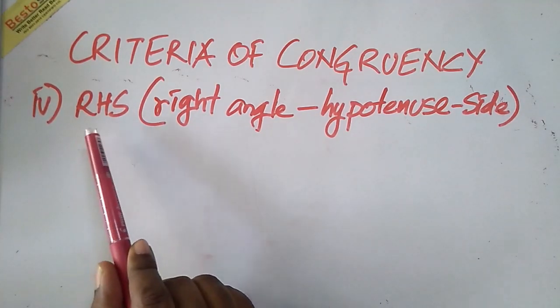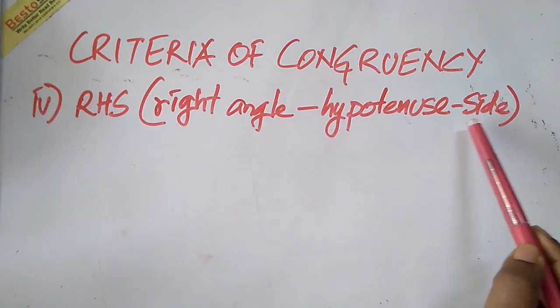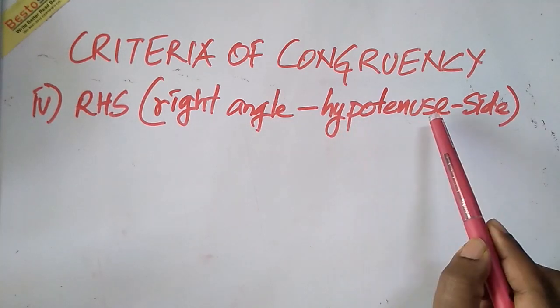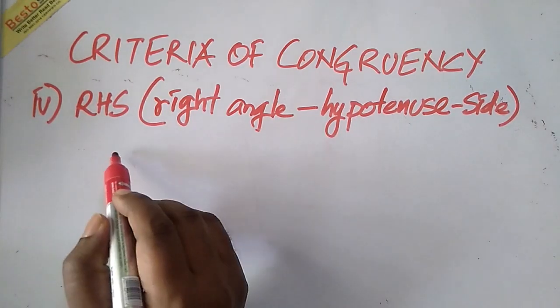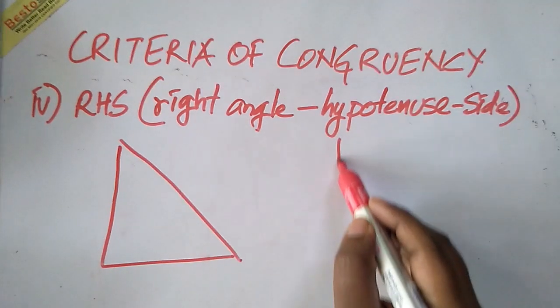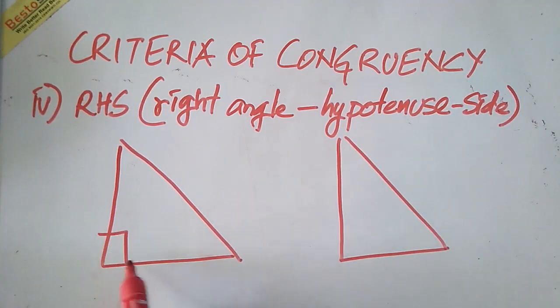RHS. Now what does RHS stand for? Right angle, hypotenuse and side. You know very well what a right angle is. I will tell you what is the meaning of hypotenuse. Actually, hypotenuse is the side opposite to the right angle. So I'll be drawing the two triangles to make you understand. Now you notice that I'm drawing two right angle triangles.